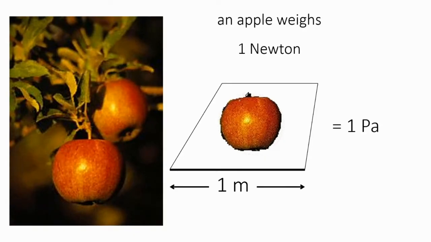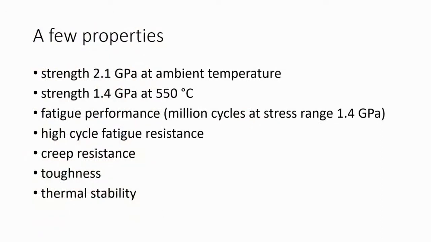This new material has a strength of 2 gigapascals. That means you could pile 2 billion apples on 1 square meter. So it's incredibly strong. And I'll give you just some numbers to think about. It's got a strength of 2.1 gigapascals, that's 2.1 billion apples on 1 square meter. And even at 550 degrees centigrade, it can support 1.4 gigapascals, which is a massive stress to support.